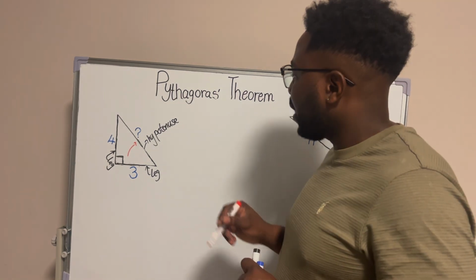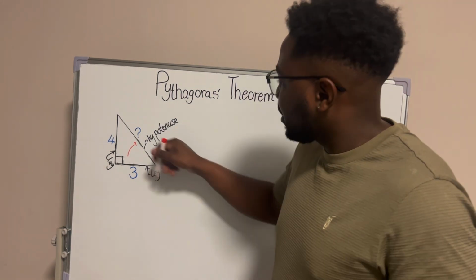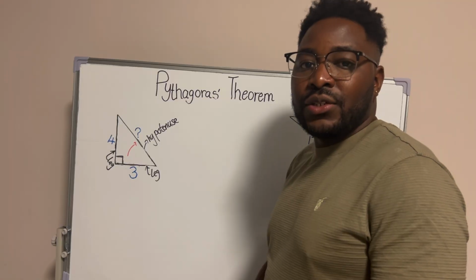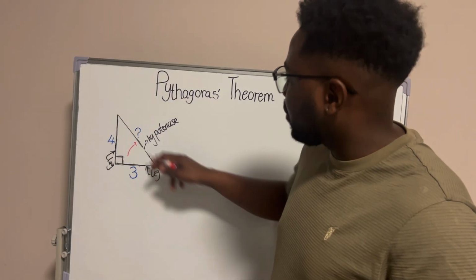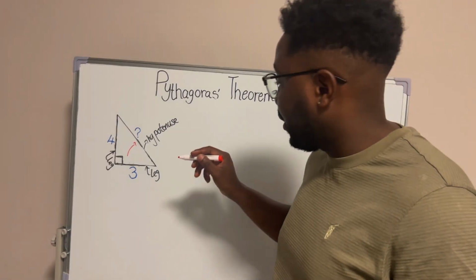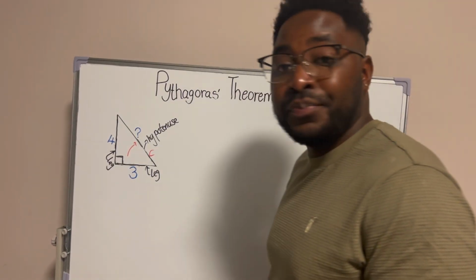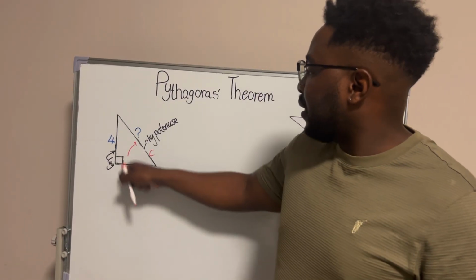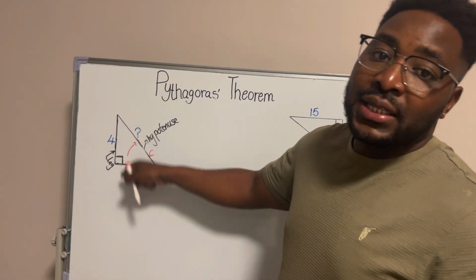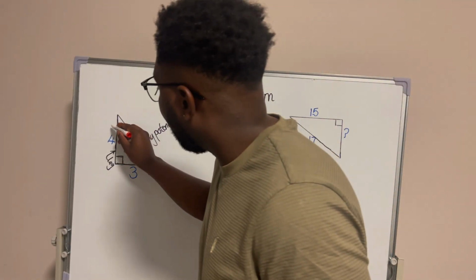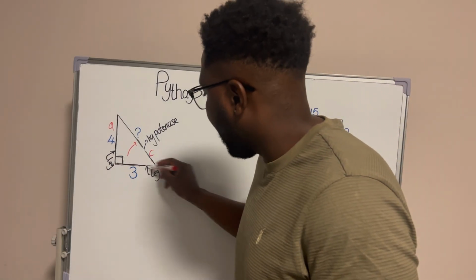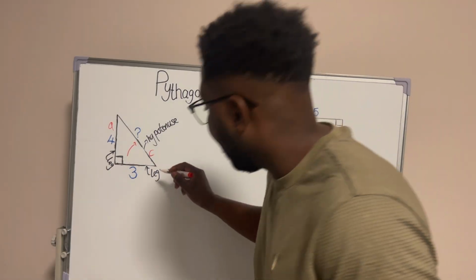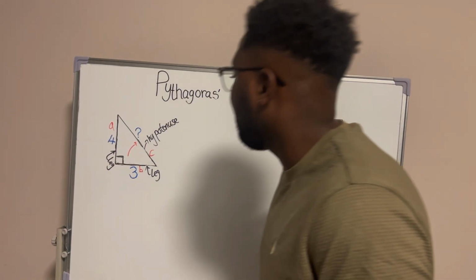So let's do that by labeling our sides of this right triangle over here. So how about we give the longest part over here, which is the hypotenuse, let's label that as C. And let's give this leg over here as A. Yes, let's label it A. And then this side over here, our other leg, let's label it as B.